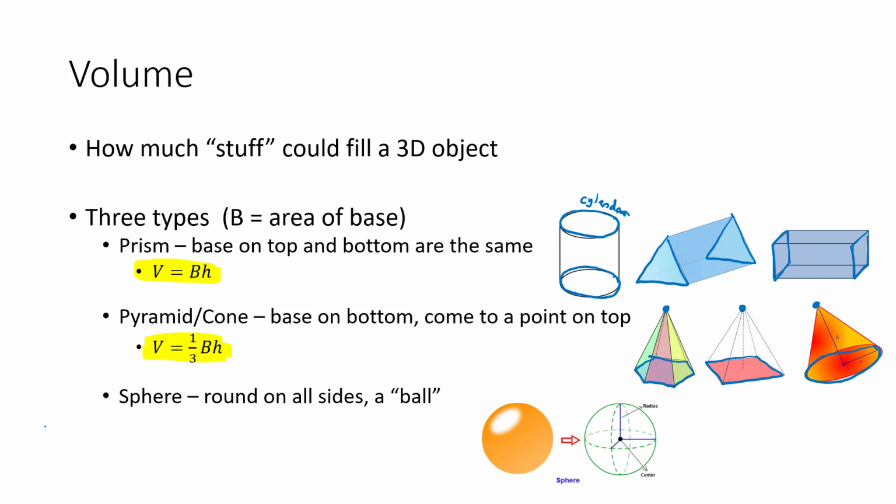The only other formula is the sphere. That's something that's round on all sides, so it doesn't really have a base. The common definition is it's a ball. And the formula for the volume of a sphere is 4/3 pi r cubed. So there's really only 3 formulas you need to know to calculate the volume of all sorts of shapes.